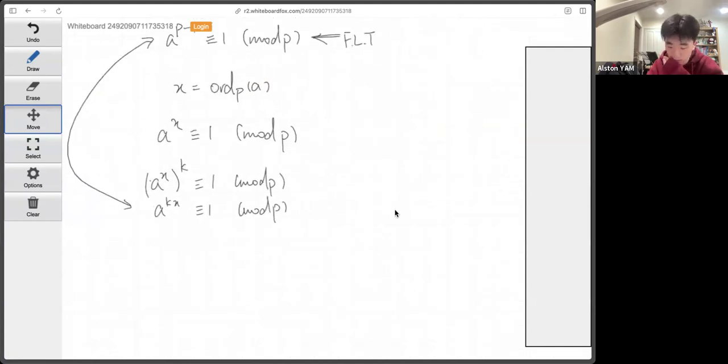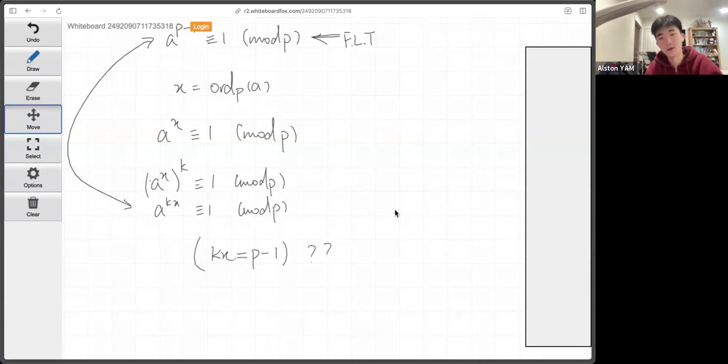So you can think, maybe there's a case such that KX is actually equal to P minus 1. It'll be really nice if that was the case. So I'm just going to put a question mark here. Maybe that's true, maybe that's not. In fact, this thing actually is true. So there is a case such that you can do KX equals P minus 1. And that also means that X divides P minus 1.